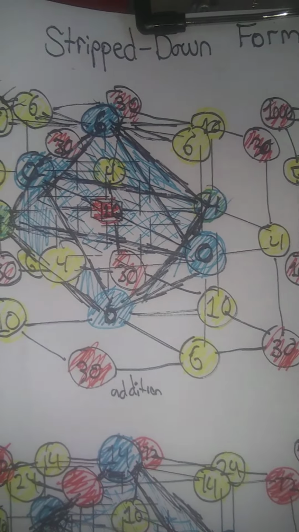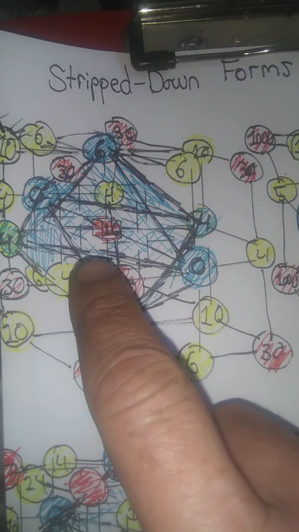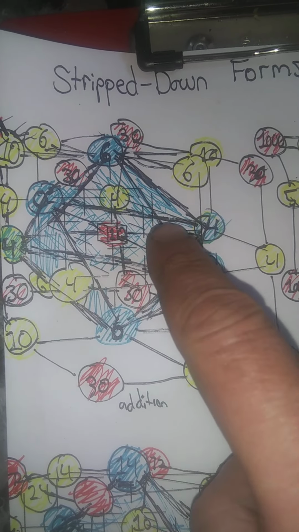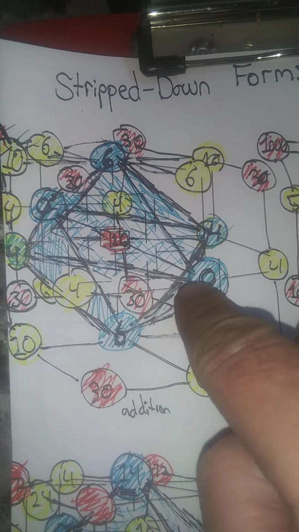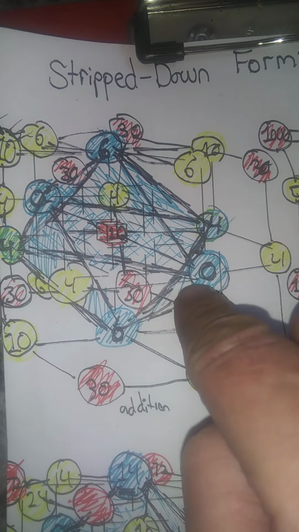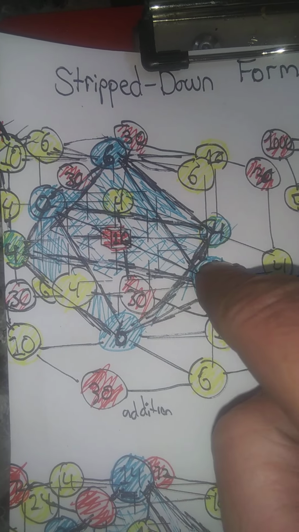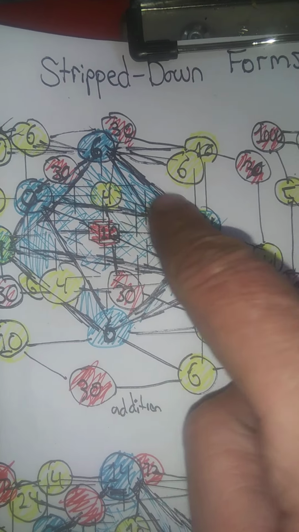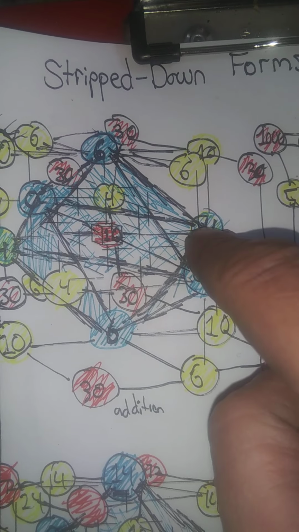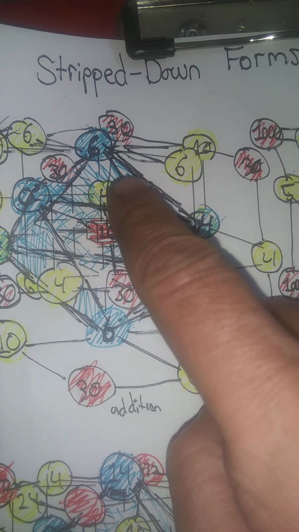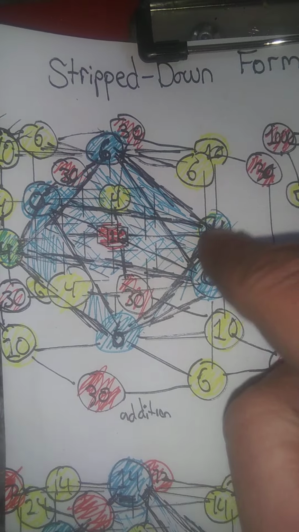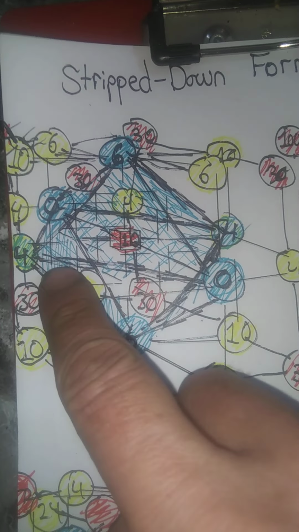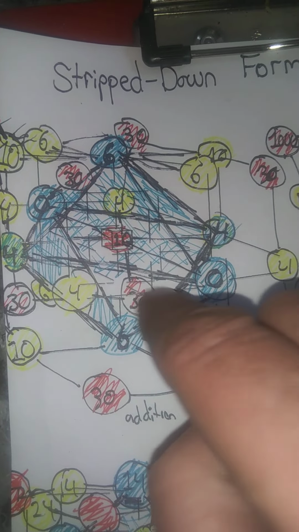But the only thing to take away from all this is that if you strip down, if you take out the central cube, you can imagine a diamond shape connecting the outer secondary numbers, the blue numbers, that make up this diamond.